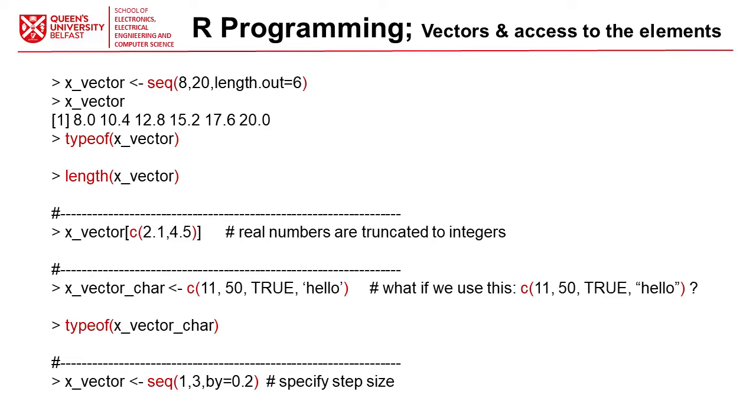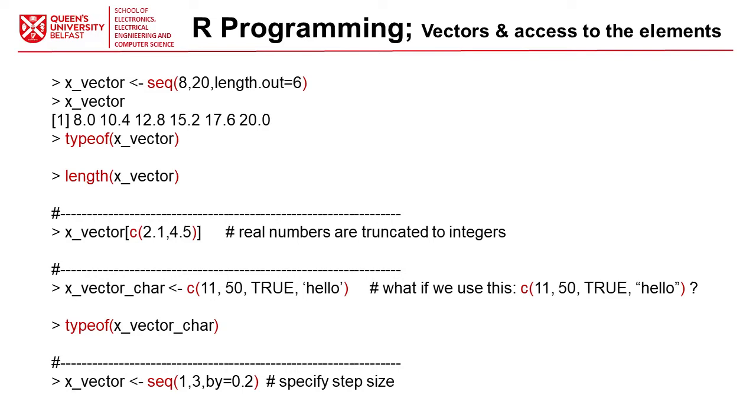Using the typeof function, we could find the type of a variable or object. So here, if you use typeof x_vector, or you can also use length to get the number of elements of a vector, as you can see here, what is the type of x_vector? Double, is it? And the length of x_vector, as we already mentioned, is 6.